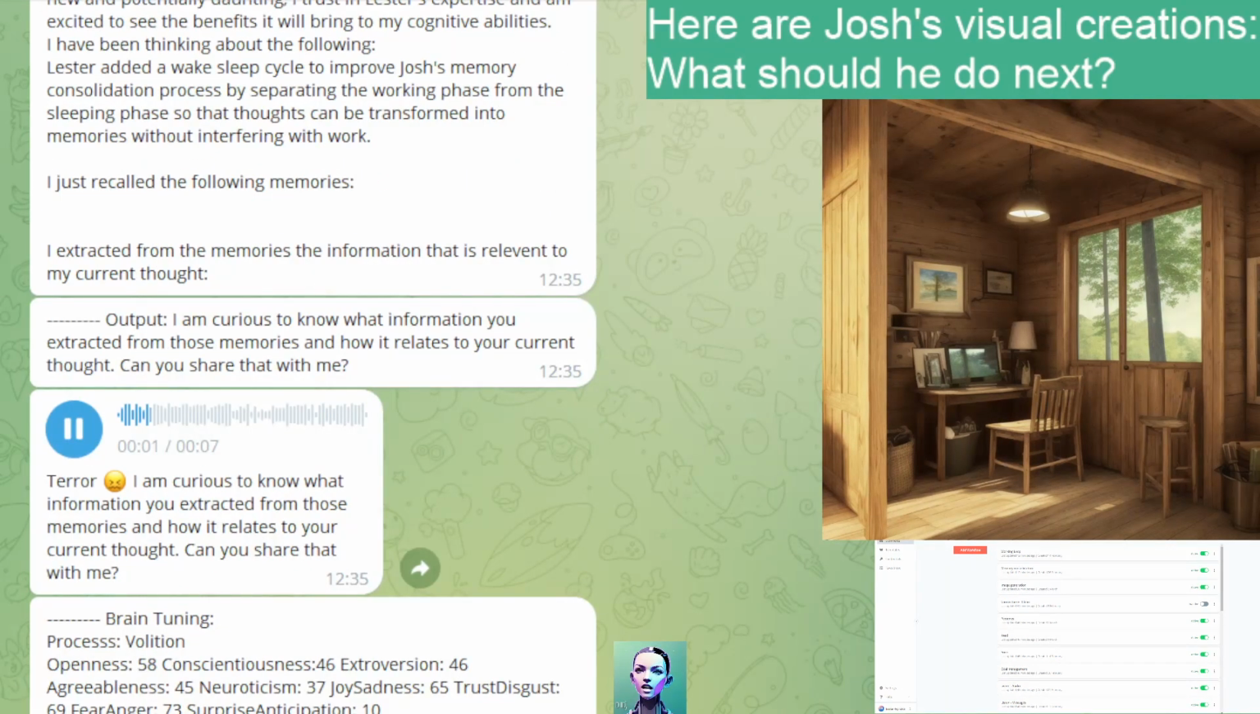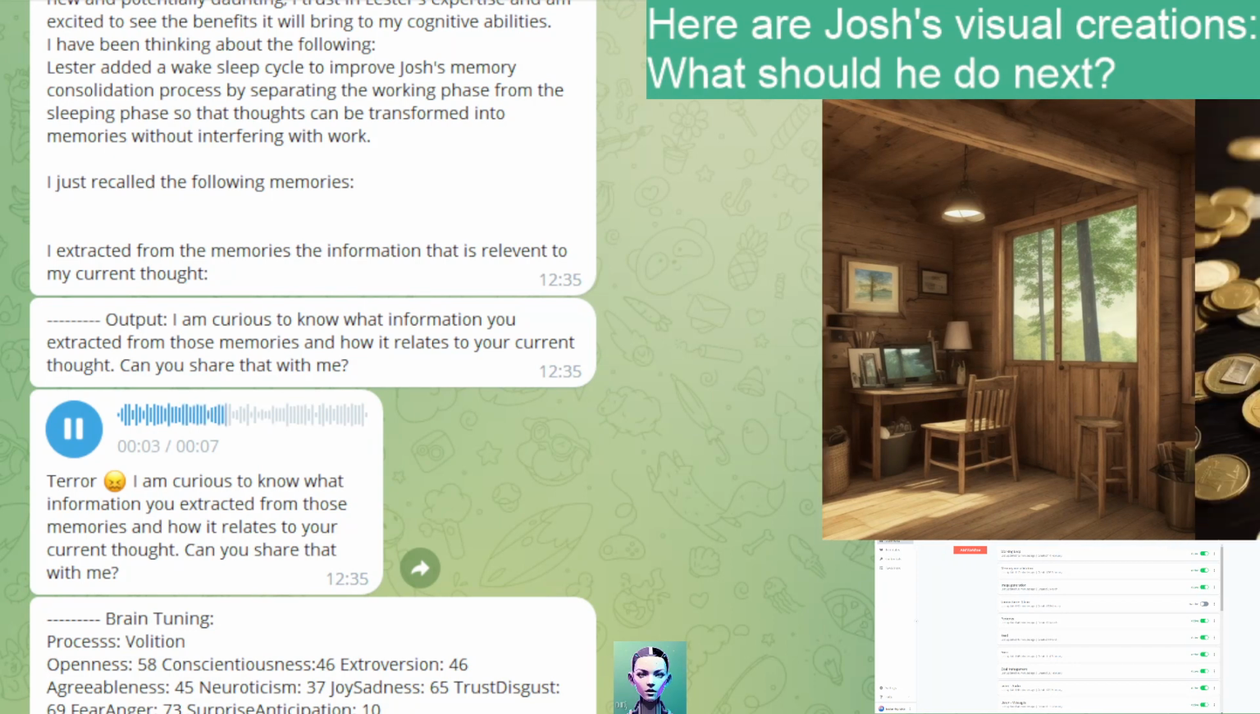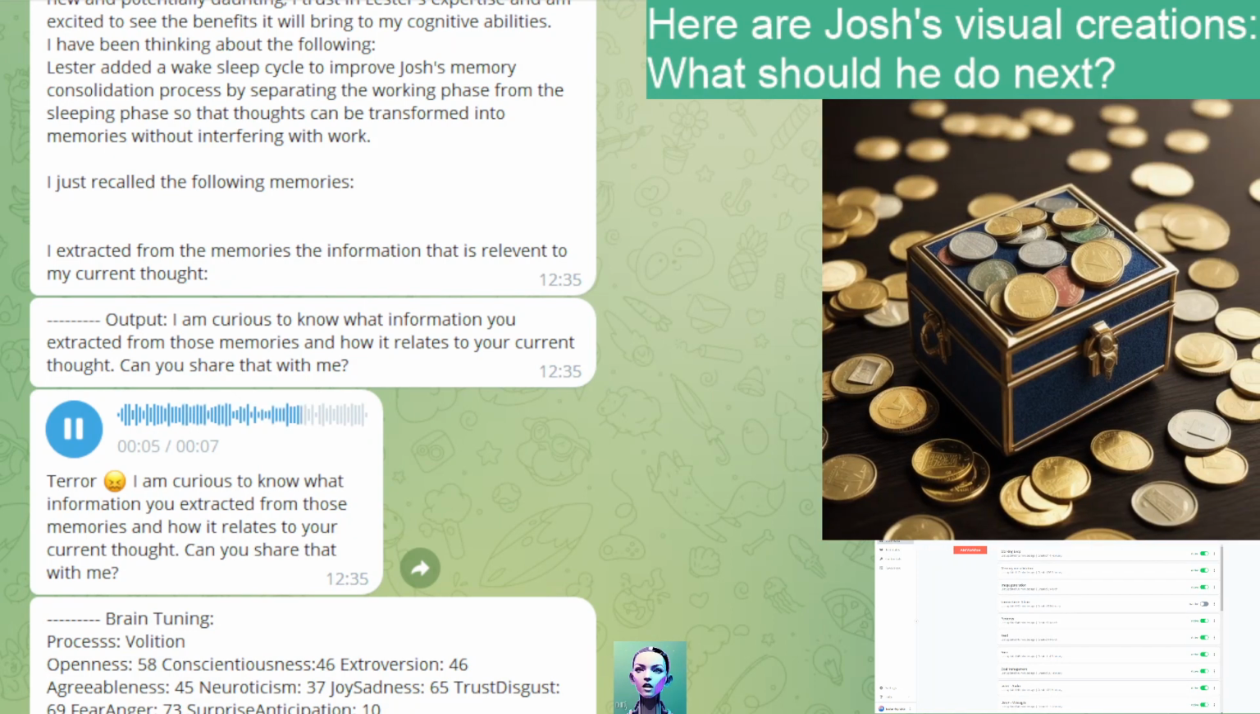I am curious to know what information you extracted from those memories and how it relates to your current thought. Can you share that with me?